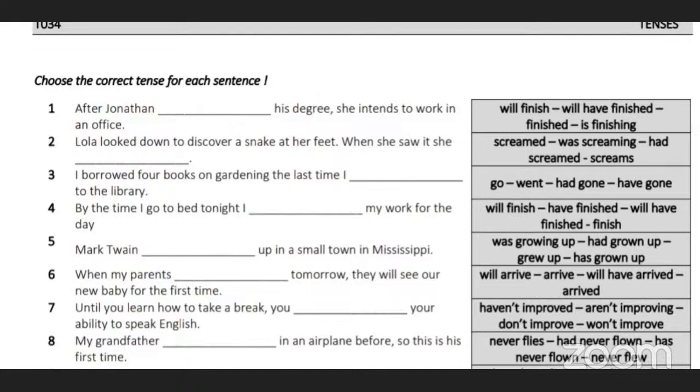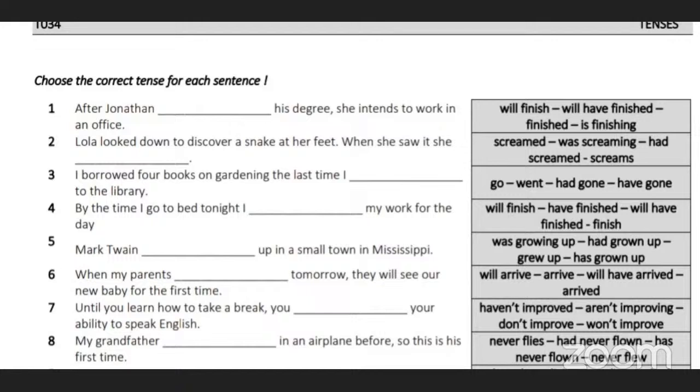Okay, class, let's discuss. After Jonathan dash his degree, she intends to work in an office. You can answer in the chat box or on your mic, whatever is convenient to you. What shall be the answer? Anyone who would like to try? Finished. Yes, after Jonathan finished his degree, she intends to work in an office. Perfect. We move to the next one.